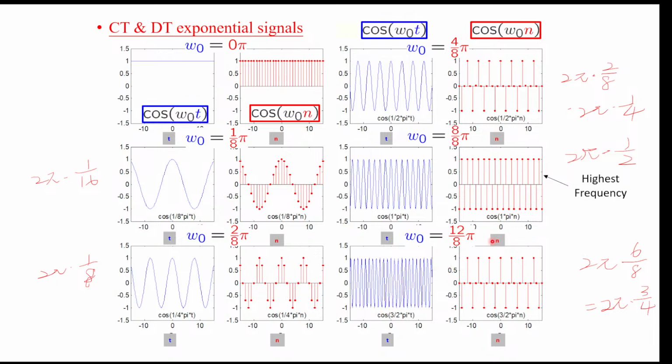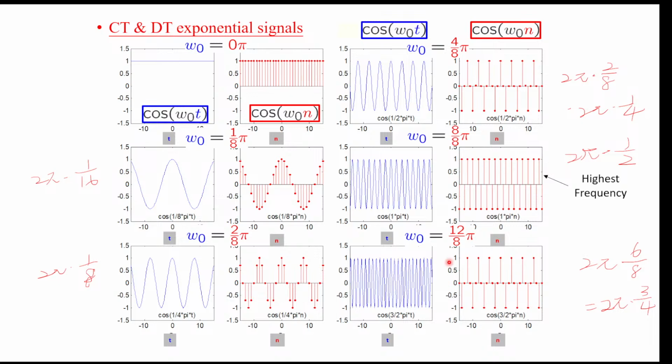And now when the signal goes to even higher frequency, so this 12 pi over 8, then you see it's actually kind of oscillating slower when you take points at the integer values. So this looks a lot like this 4 pi over 8 case. Okay, so once again we go to this 1, 0, minus 1, 0, 1, 0, minus 1, 0 case.